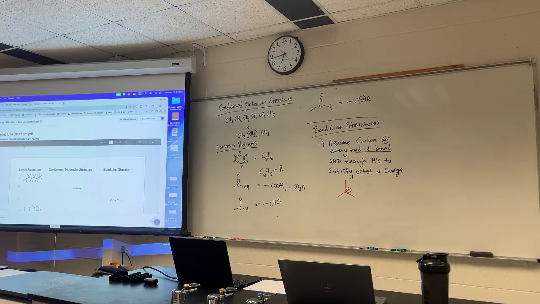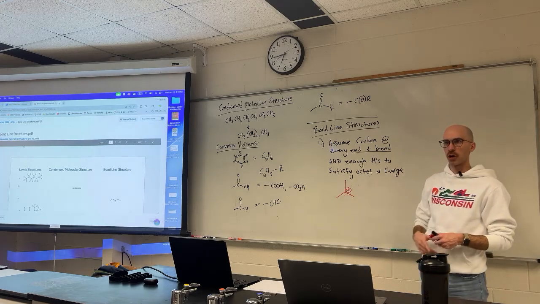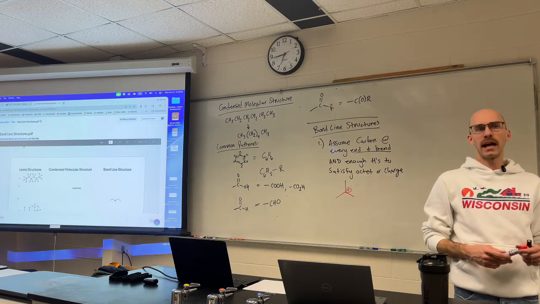How many carbons in this molecule? 4. 3 ends, all of those sticks that just terminate, and there's one bend right there in the middle. 4 carbons. How many hydrogens?